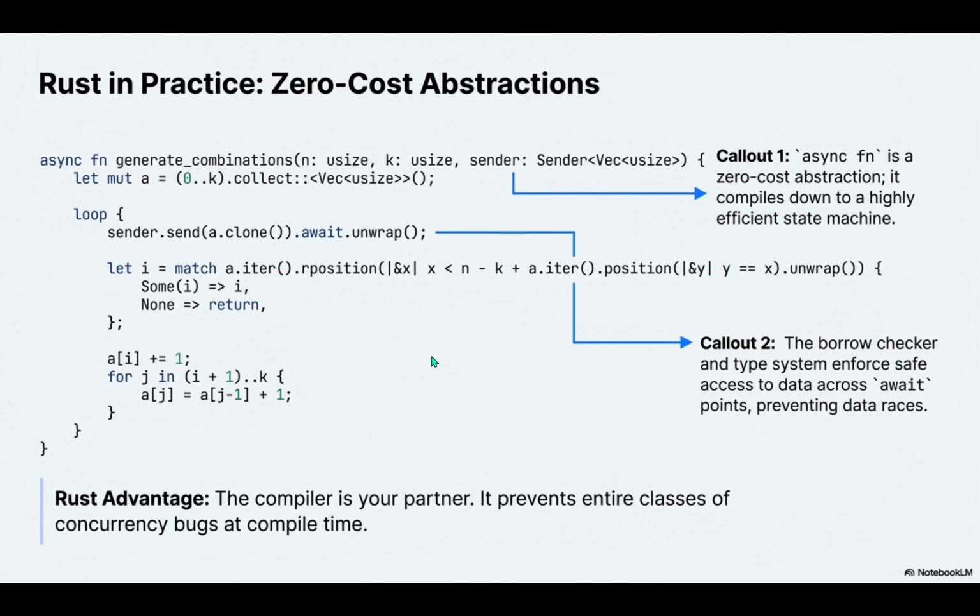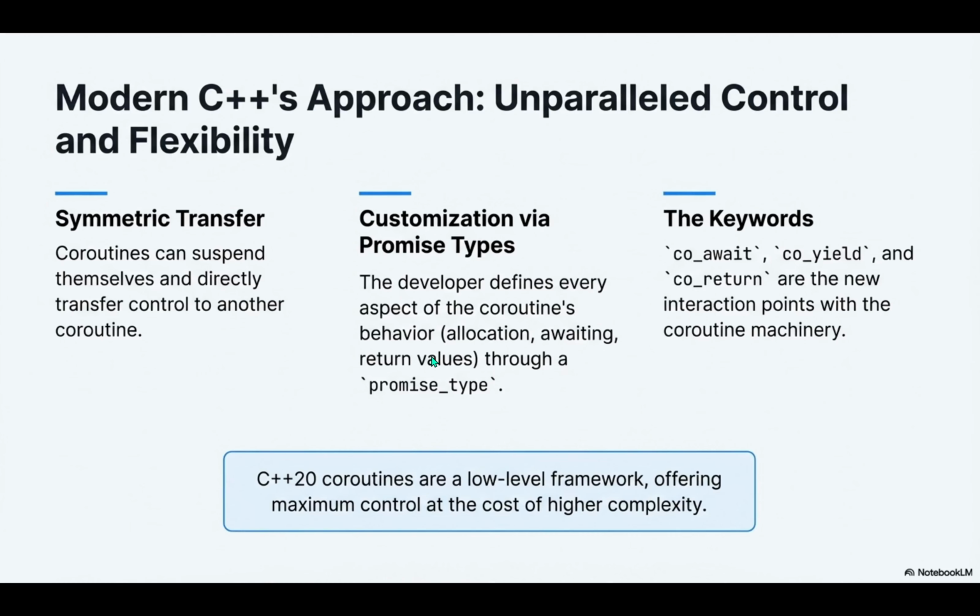That's a huge philosophical shift. It's not, let's hope we catch the bug at runtime. It's, let's make it impossible to write the bug in the first place. You got it. All the hard safety work is done up front by the compiler.